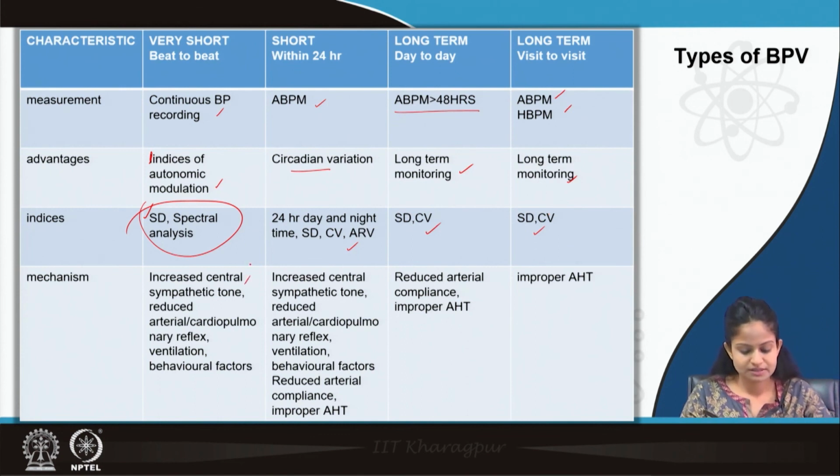There is increased central sympathetic tone, reduced cardiopulmonary or arterial baroreflex, ventilation and behavioral factors for beat to beat variations. For short term variations also the same. For long term variations, generally there is reduced arterial compliance and there is either a non-compliance to the antihypertensive treatment or there is irregular or improper antihypertensive treatment going on. So, that is why there is a long term blood pressure variability.